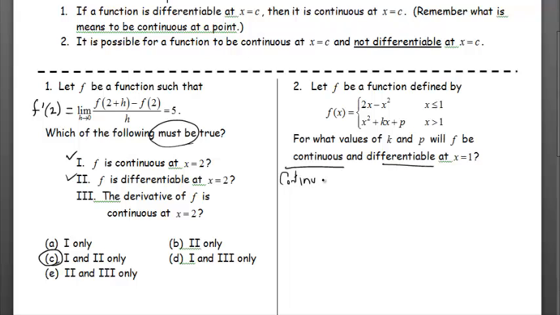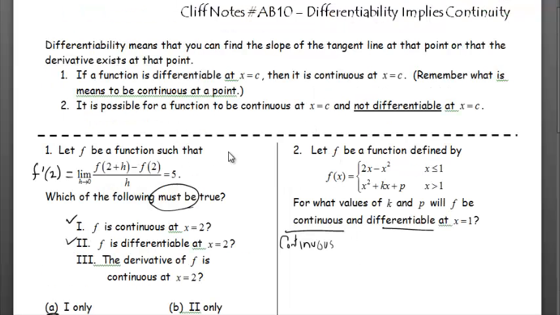All right, for continuous, we're going to be looking at the y values at x equals 1. So as I approach 1 from the left, I'm on the downward opening parabolic piece. Plug 1 in. 2 minus 1 is 1.